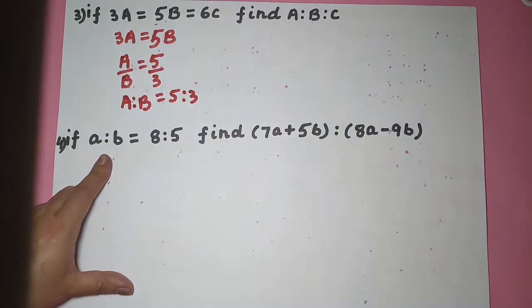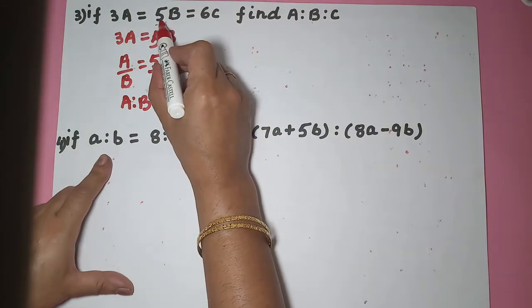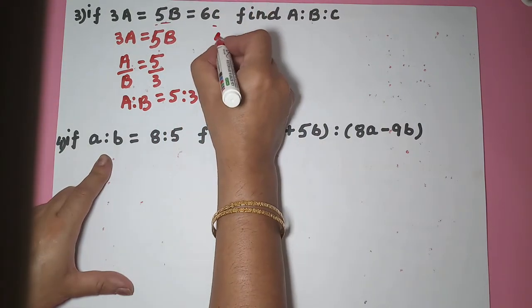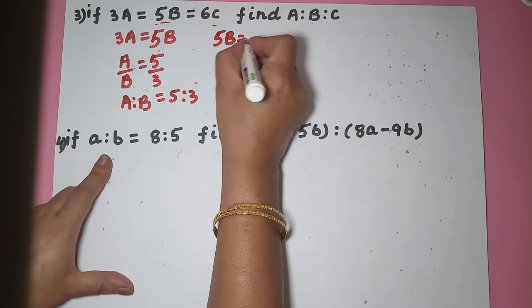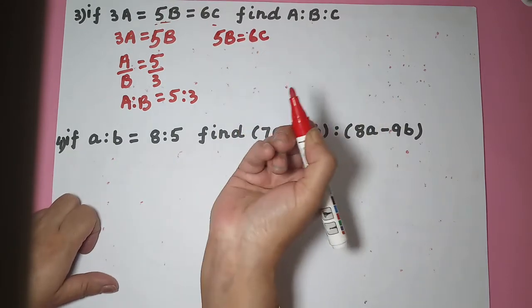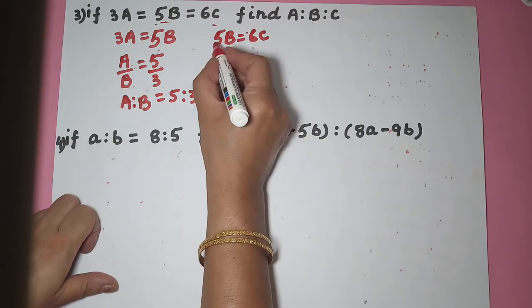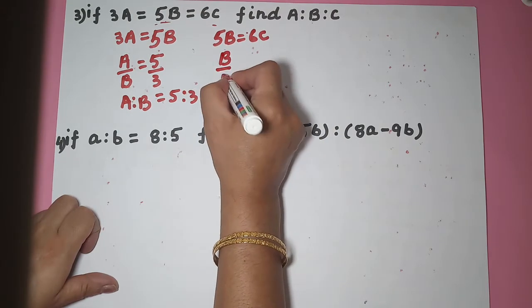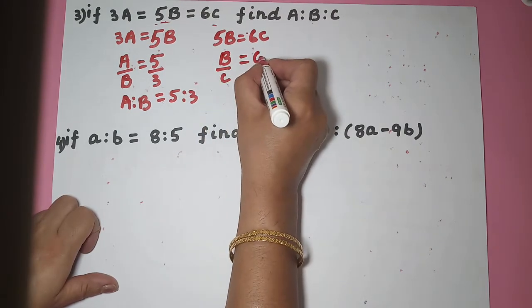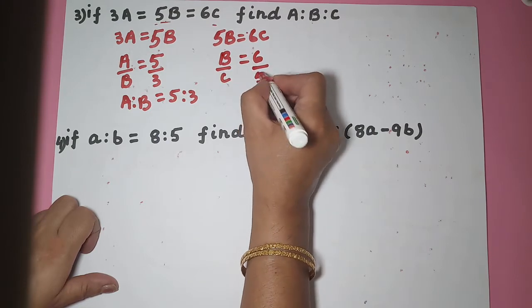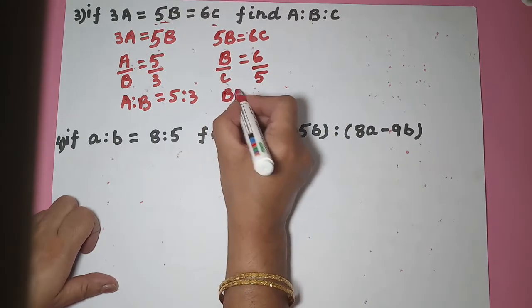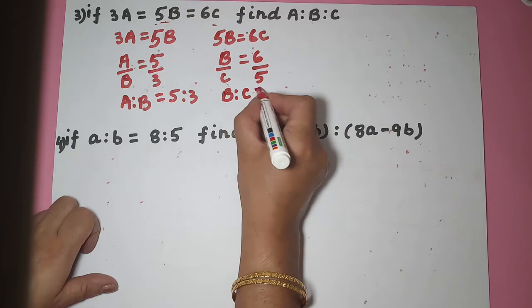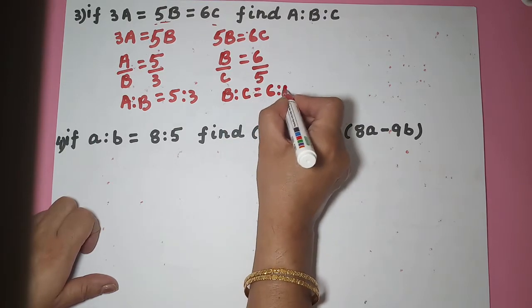Let me keep this. Now I'll equalize this and this. So this is 5B is equal to 6C. Let me shift this C under this B and this 5 goes under this 6. So B upon C is equal to 6 upon 5. That means I got B is to C as 6 is to 5.